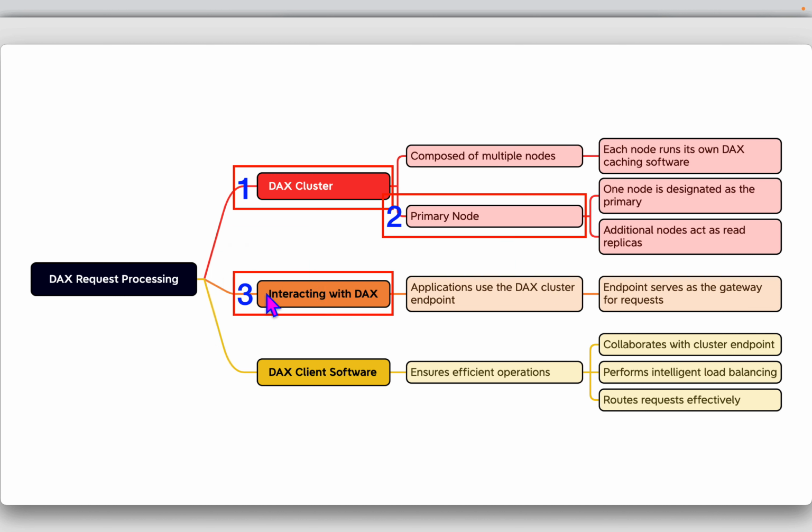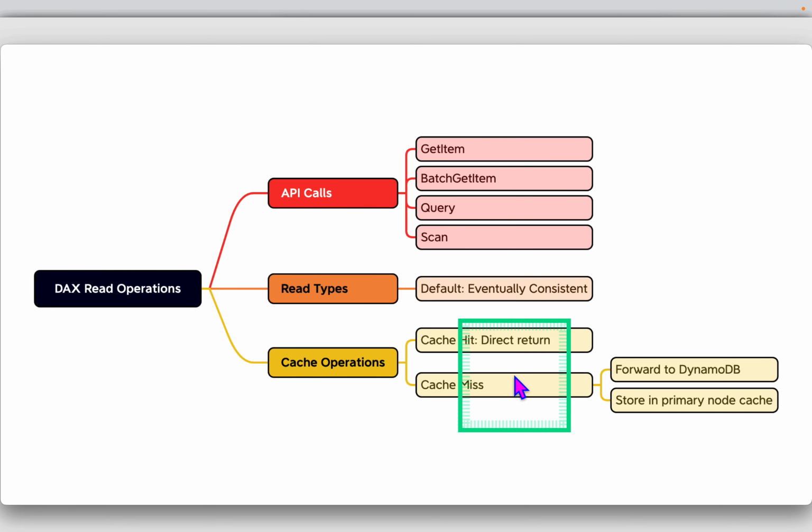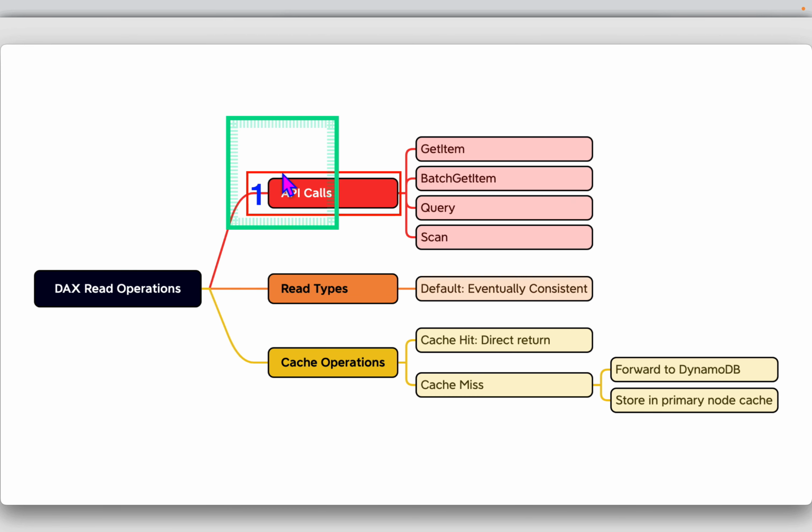Interacting with DAX: to interact with DAX, applications utilize the specific endpoint for the DAX cluster. This endpoint acts as the gateway for all requests and interactions. The DAX client software plays a crucial role in ensuring efficient operations. It collaborates with the cluster endpoint to execute intelligent load balancing and effective routing of requests. Now, DAX read operations. DAX is equipped to handle specific API calls, namely GetItem, BatchGetItem, Query, and Scan. These calls are essential for retrieving the data.